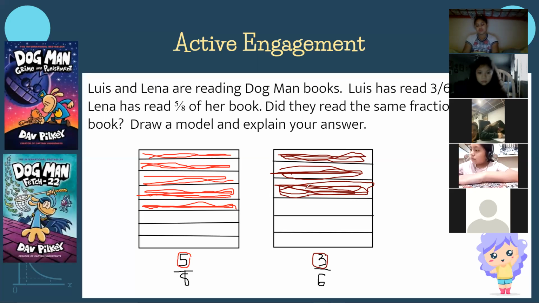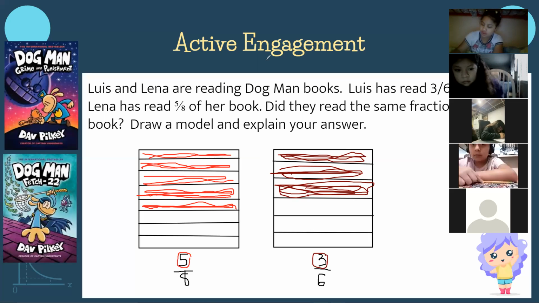Okay, so your models might look just a little bit different than mine. You may have done all vertical lines, and that's okay because we can use that strategy to compare as well. You'll eventually figure out a method that works for you. But I do like to practice all of them because I feel like that makes me a better mathematician.